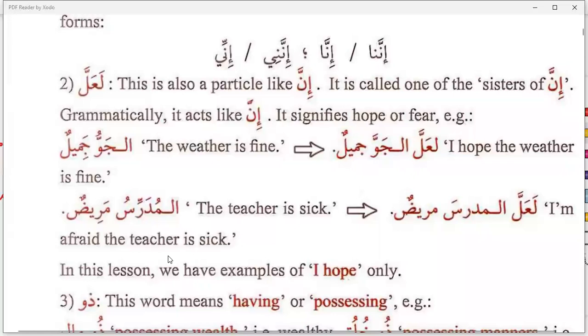Same thing. So, Ms. Rahma? Your turn. Assalamu alaikum. Wa alaikum assalam.